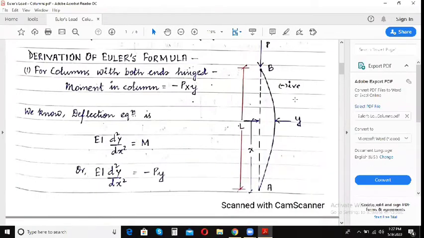Welcome back, students, to another lecture on solid mechanics. Today we will be deriving the Euler's load, or the buckling load, for columns with both ends hinged.